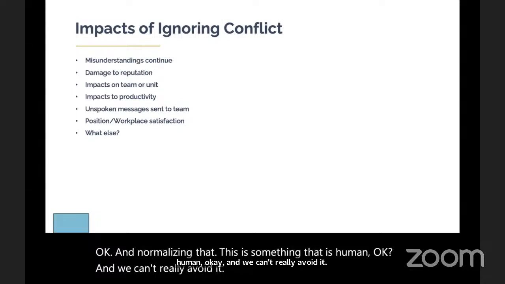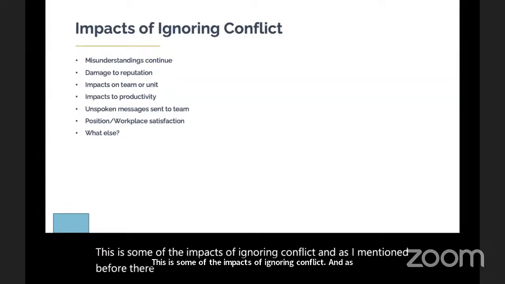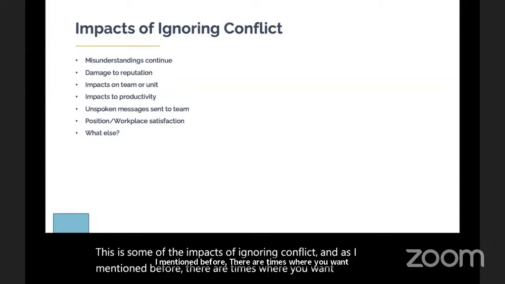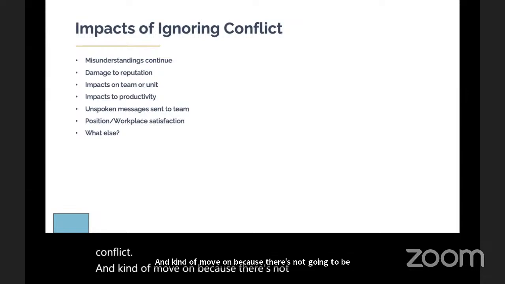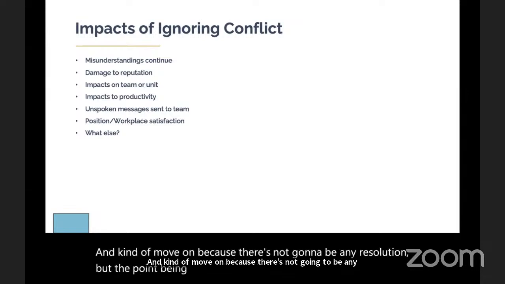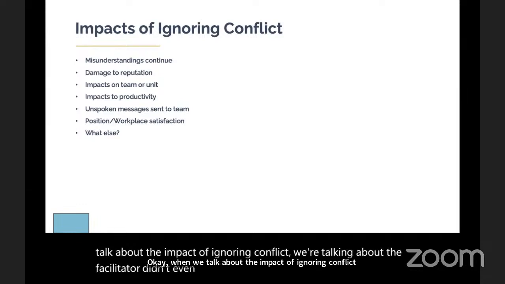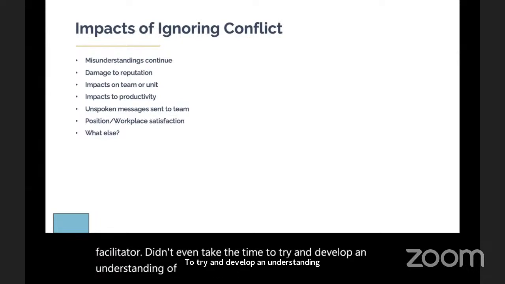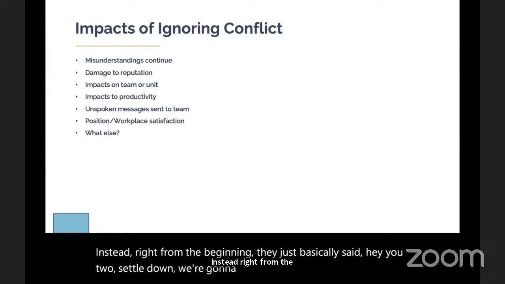This is some of the impacts of ignoring conflict. And as I mentioned before, there are times where you want to ignore the conflict and kind of move on because there's not going to be any resolution. But the point being is you try to find a solution first. Okay. When we talk about the impact of ignoring conflict, we're talking about the facilitator didn't even take the time to try and develop an understanding of conflict. Instead, right from the beginning, they just basically said, hey, you two settle down. We're going to move on to the next topic.